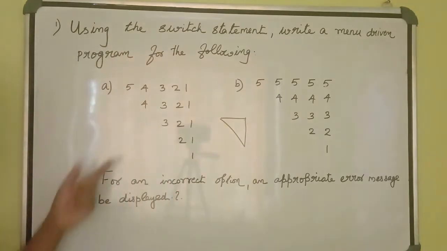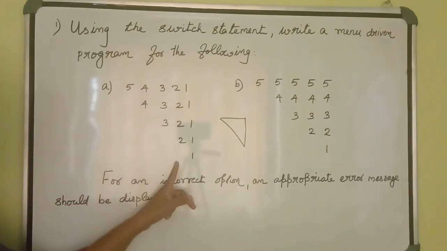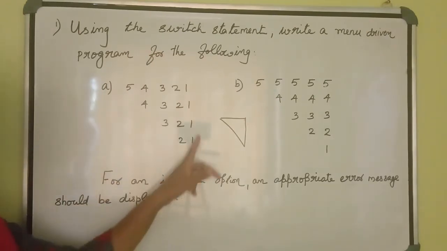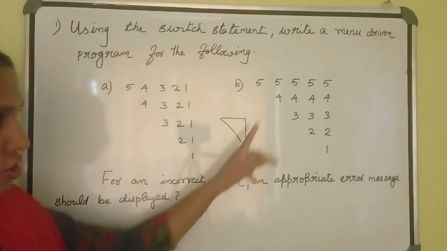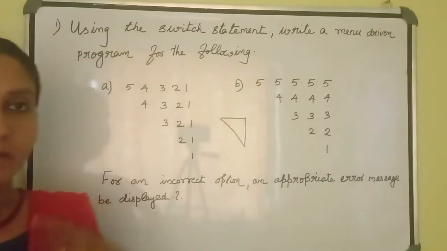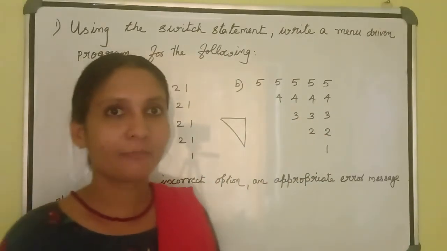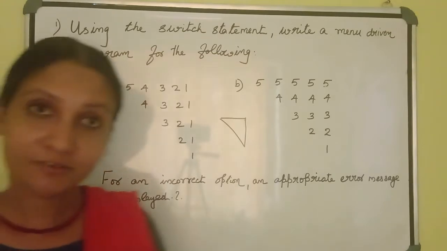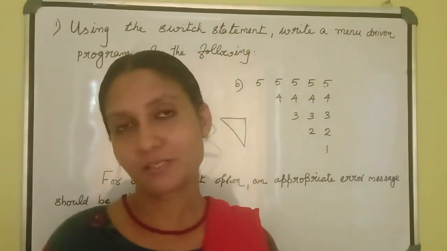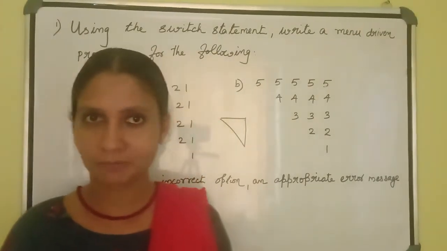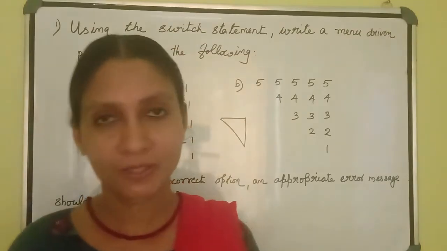What's the first option? See the option. This is a pattern with a triangle shape, and here also one more triangle shape but with different numbers. I think you are all familiar with switch case statements. You know how to do the menu driven program. Shall we start now?